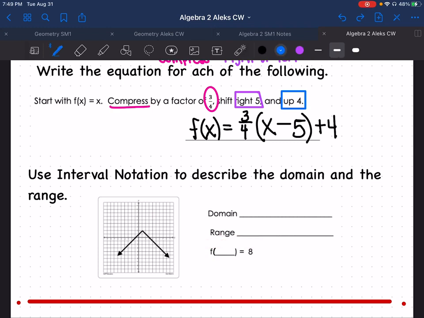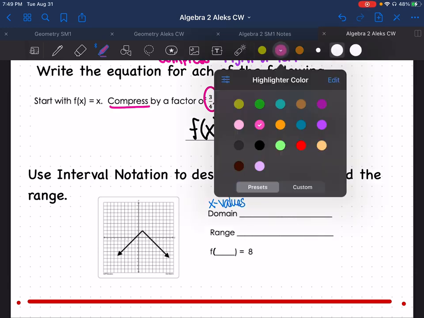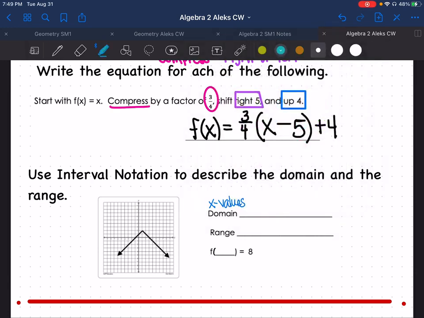Remember that the domain are your x values. These are your x values. So you want to look at your x-axis. Let me grab my blue highlighter and let's highlight that blue axis, that x-axis. All right, what you need to do is you need to read this graph starting over here at the left side, and you're going to read it in the direction to the right side. Remember, over here on the left side, you have negative infinity. And over here on the right side, you would end with positive infinity.